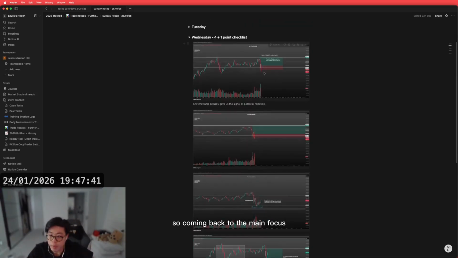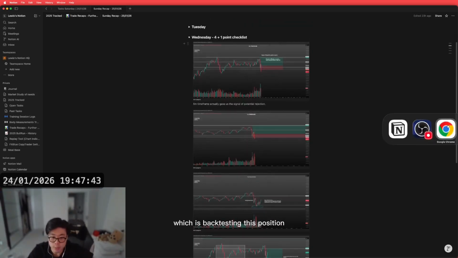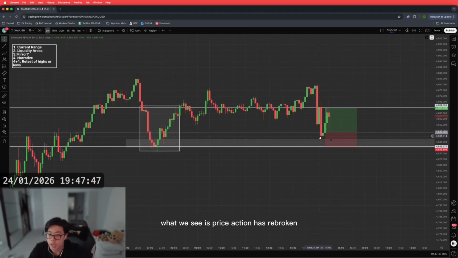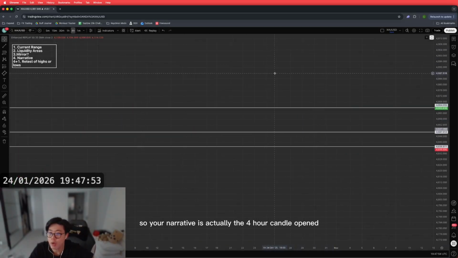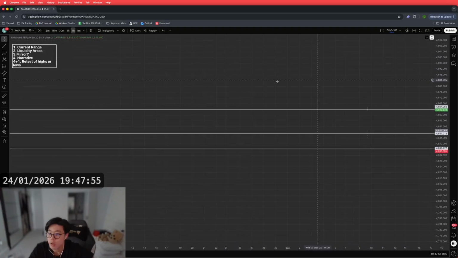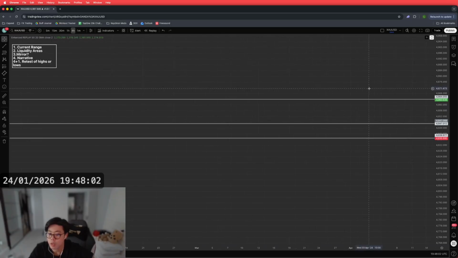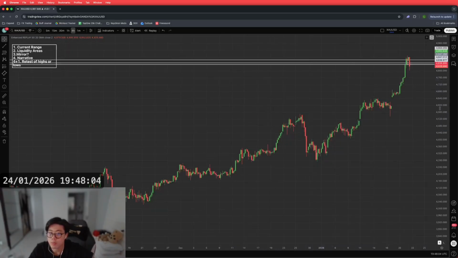So coming back to the main focus, which is backtesting this position, what we see is price action has rebroken your 4-hour candle. So your narrative is actually the 4-hour candle opened. Price action, if we can find it. I'm still getting used to these tools, by the way. Oh, what is going on?